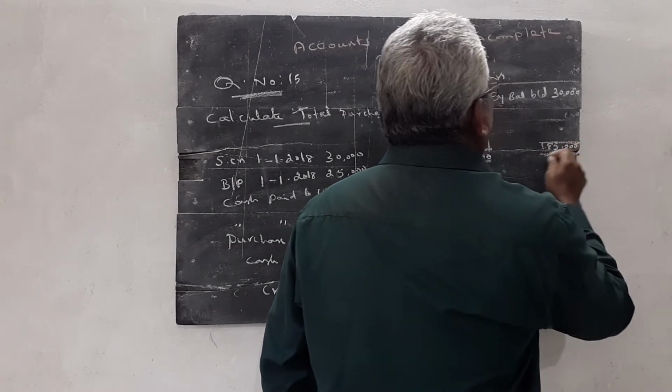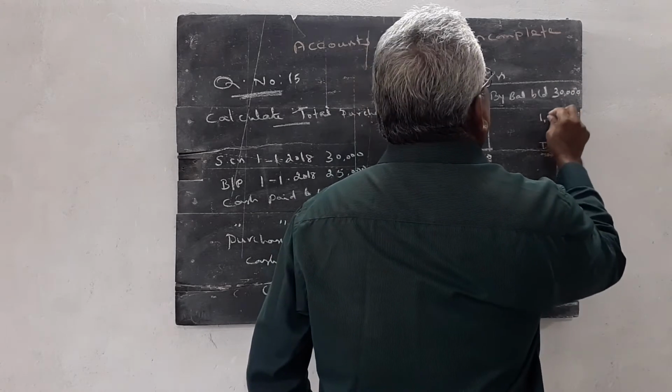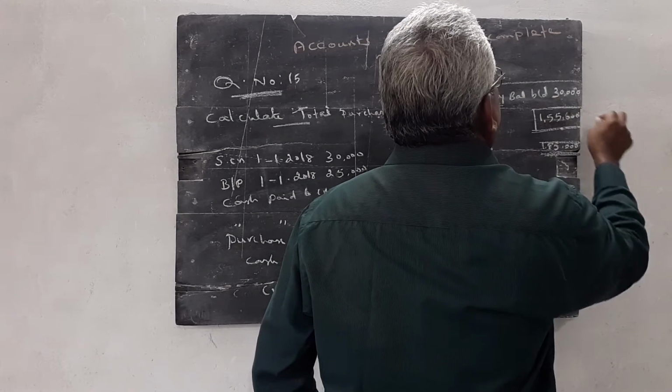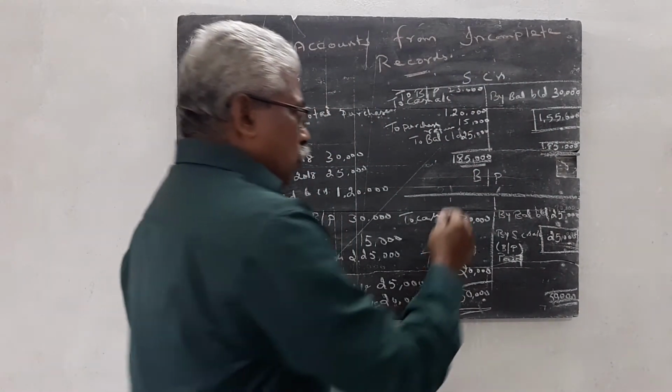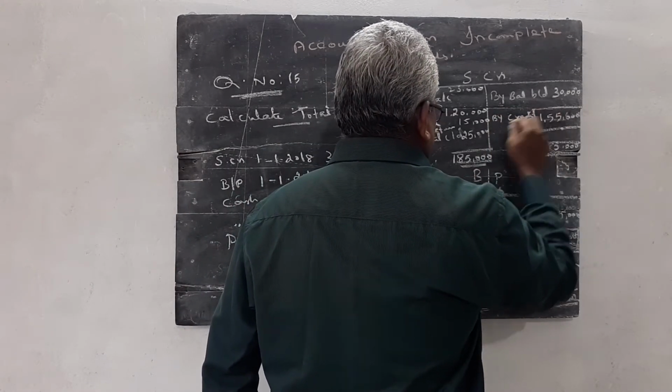1,85,000. 1,85,000 minus 30,000 is equal to 1,55,000. This is the answer for sundry creditors account. So this is considered as credit purchases.